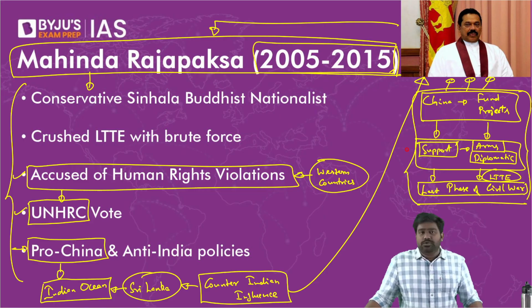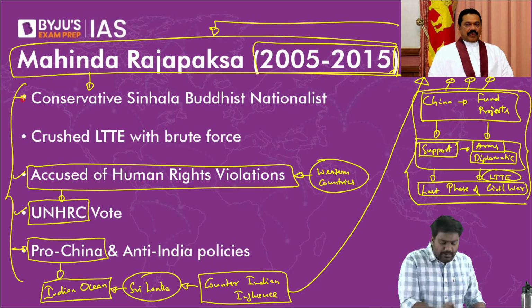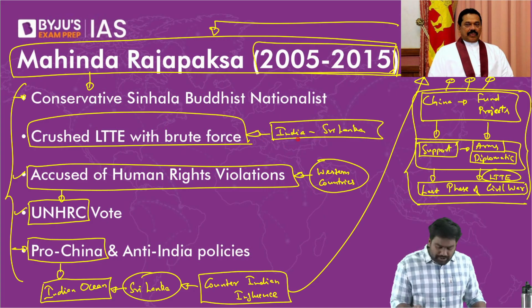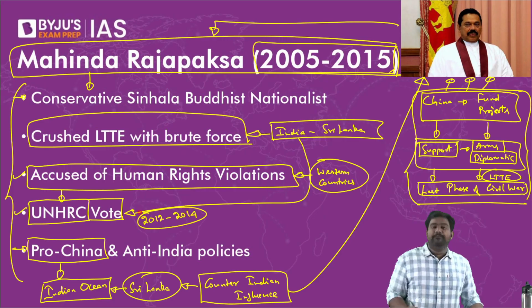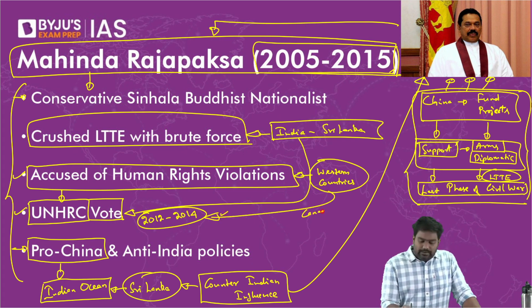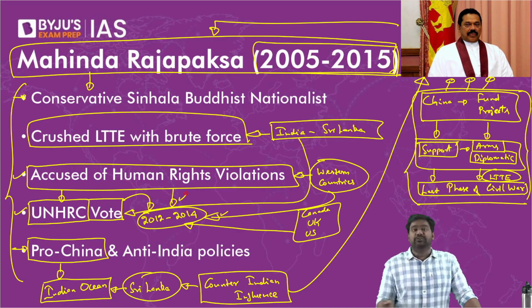India realized that China was now becoming a threat, and ideally, India should have helped Sri Lanka to crush the LTTE. We should have given some open public support to Sri Lanka in crushing the LTTE. India also wanted to protect Sri Lanka at the UNHRC votes that took place from 2012 to 2014 after the civil war had ended. Because Western countries led by Canada and UK and US, they brought up many resolutions against Sri Lanka at the UN Human Rights Council, accusing the Sri Lankan government of committing these violations.